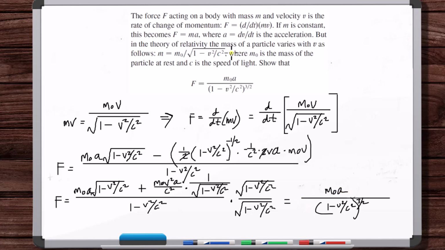And there you go. That's exactly what they have here. Right, we got 3 halves, (1 minus v squared over c squared) to the 3 halves power, because this is this to the 1 half times this to the first. 1 plus 1 half is 3 halves.